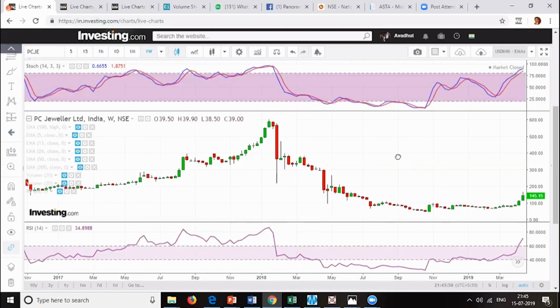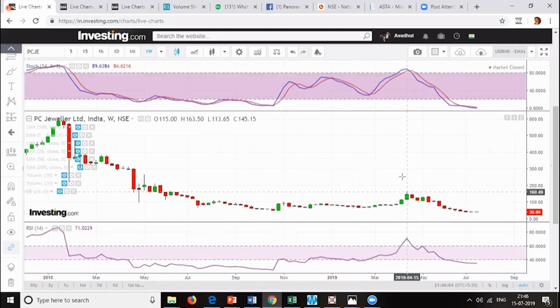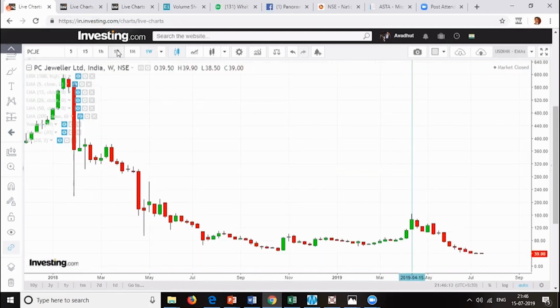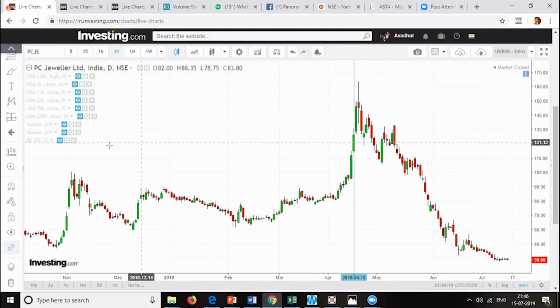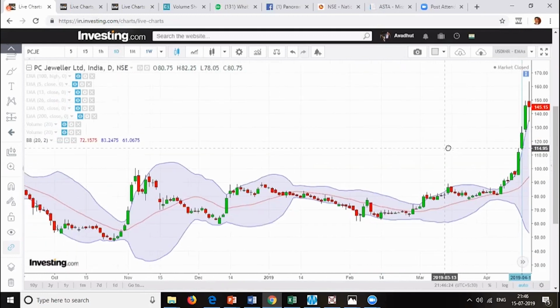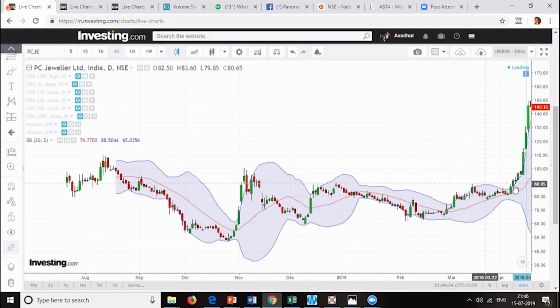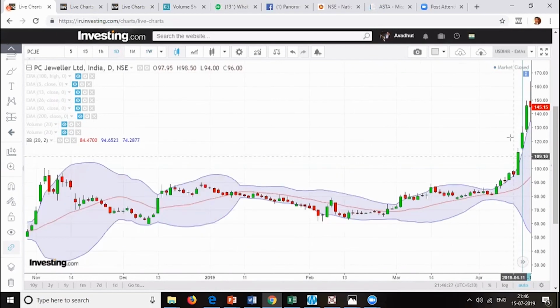Okay, so this was a perfect swing trading opportunity for shorting right here, in this week. So this is how you can use your swing trading tactics. Okay, like on the daily chart, I'll show you something very peculiar that was happening there. You know the Bollinger Bands, right? So there was a Bollinger Band challenge, obviously. This is PC Jeweler. That was a weekly chart. Now I'm taking you to a daily chart.